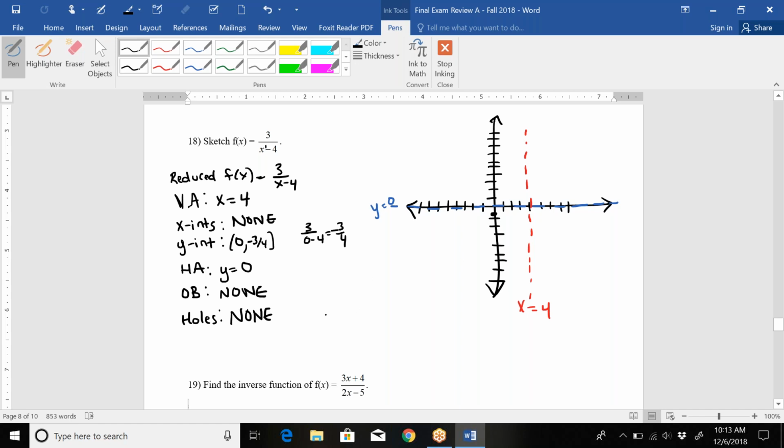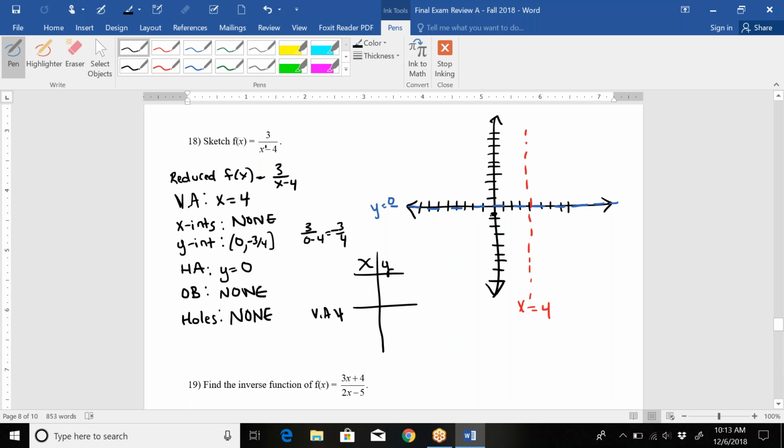So when you're trying to figure out where is the graph and is it above or below the asymptote, what you do is you pick, if you have any x-intercepts and vertical asymptotes, you're going to pick points on each side of those two main features. So we didn't have any x-intercepts, but we did have a vertical asymptote at 4. So I want to pick points on each side of 4.